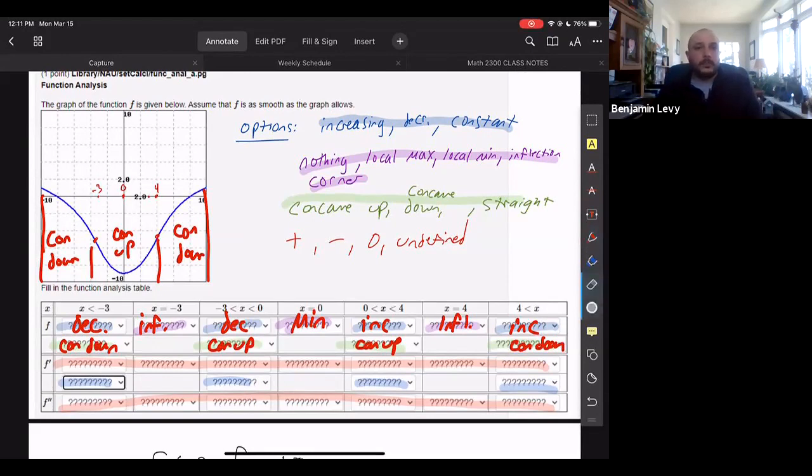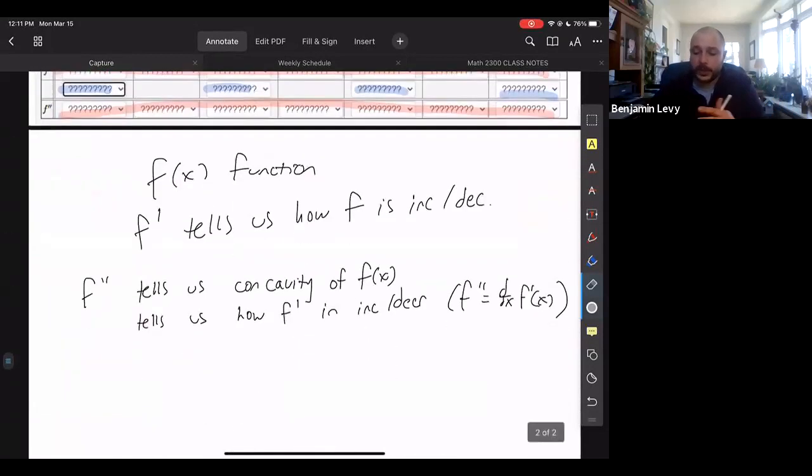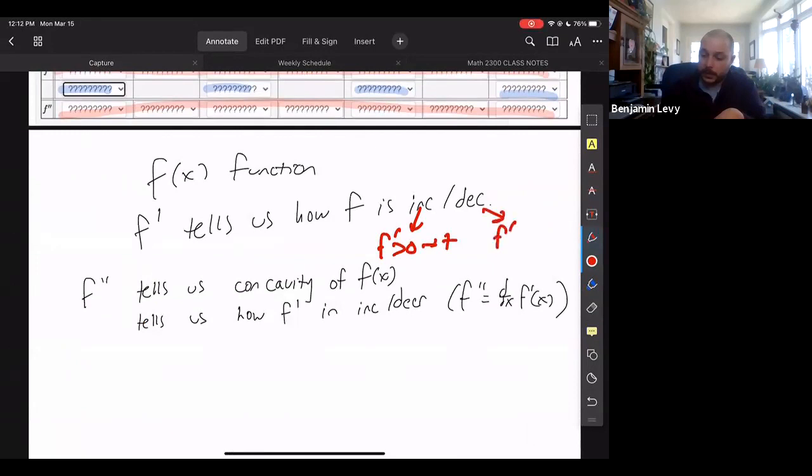All right. Let's do the red parts. The red parts are plus, minus, 0, or undefined. Those are your options in the red question marks. And so if we're looking at the derivative, the question is, is the derivative positive or negative? The first derivative tells us increasing, decreasing. So increasing means the first derivative is greater than 0, which would be plus. Decreasing would mean the first derivative is less than 0, which would be a minus.